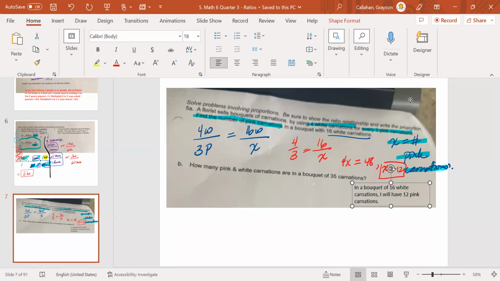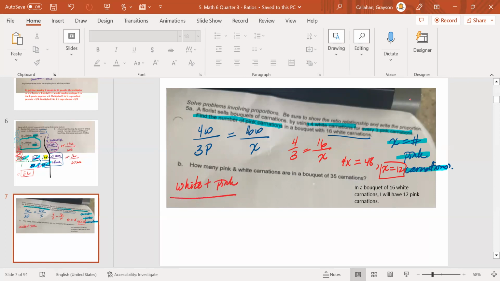Okay, how many pink and white carnations are in a bouquet of 35 carnations? Okay, so this one, here we go. White goes on top. Pink goes, well, actually, so pink and white carnation, a bouquet of 35 carnations. Okay, so this one will be a little bit different, okay? So this one is gonna be the white plus pink carnation, okay? Over, and I'm just gonna use pink. You could technically use white as well, but I'm gonna use pink, okay? Pink plus white.